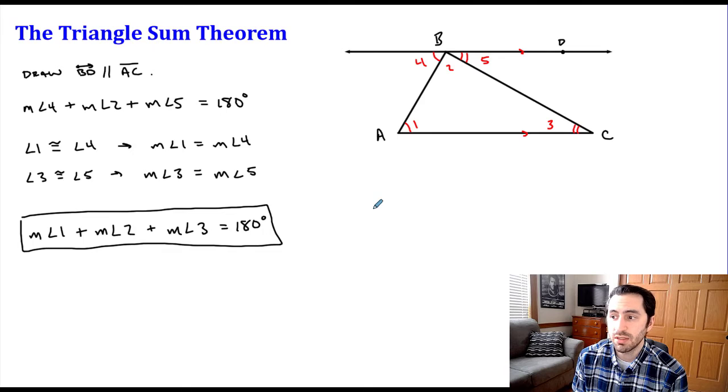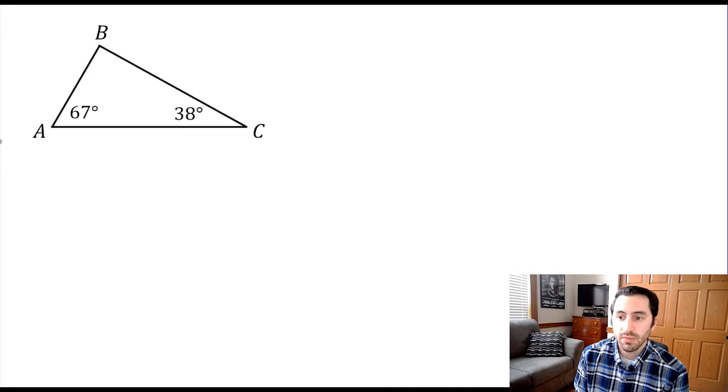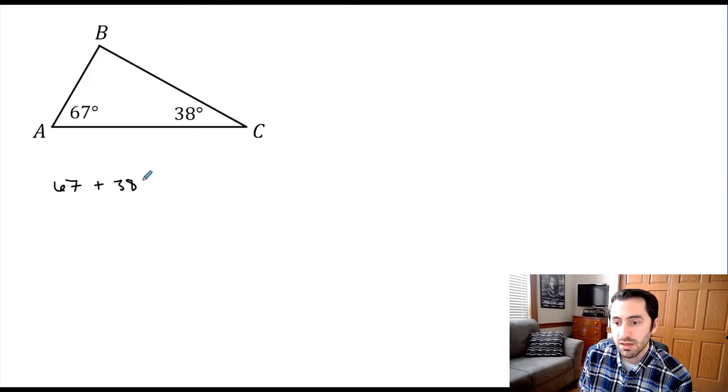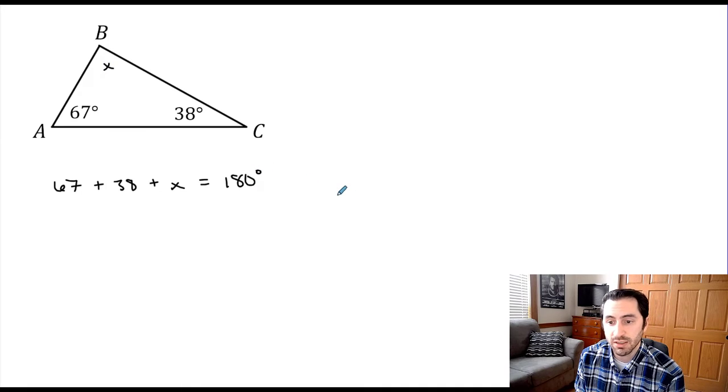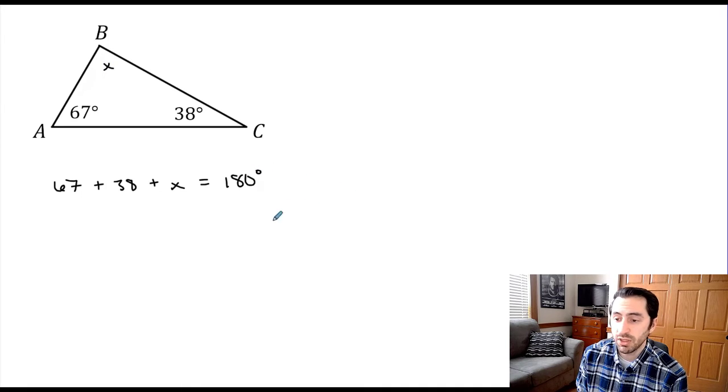Now the nice thing about this theorem is it also gives us a way to find how big a missing angle is. For example, if I know how big 2 angles are in my triangle, I can figure out how big that third one is. The triangle sum theorem tells me that the measure of these 3 angles has to add up to 180 degrees. So 67 plus 38 plus my unknown, which maybe we'll call x, those 3 angles together have to be 180 degrees. And now we have a simple equation that we can solve to find that missing angle.